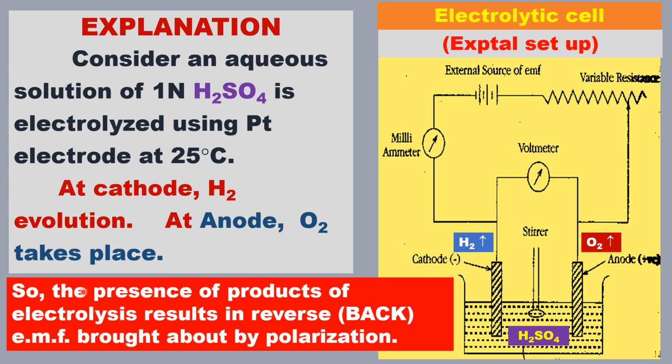So the presence of products of electrolysis results in back EMF. It will form a galvanic cell. For example, hydrogen ion is evolved and adsorbed on the electrode surface. So instead of an electrolytic cell, it will form a galvanic cell, that is, an H2 hydrogen gas electrode. It becomes a hydrogen gas electrode. Therefore, this cathode will act as an anode. In the electrolytic cell it is the cathode; in the galvanic cell, the hydrogen gas electrode forms.